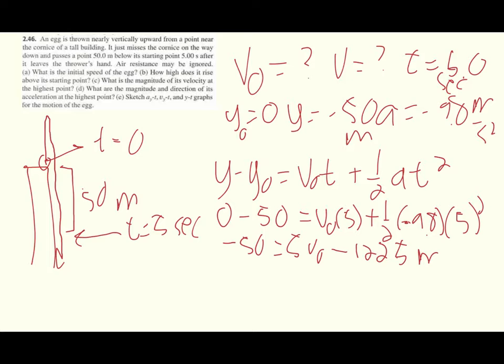Bring it to the other side. So I've got 72.5 equals 5 v naught. Divide both sides by 5. I have positive now because I brought that over to the other side, which I like because I should have a positive velocity. So I divide that by 5 and I get 14.5 meters per second. And that's part A that it asked me for.